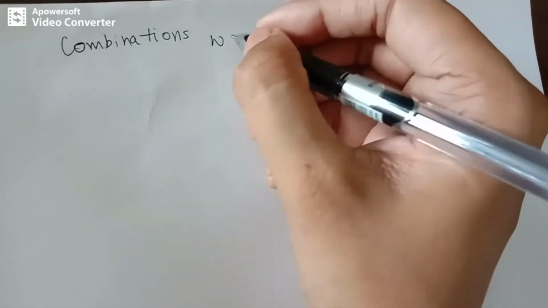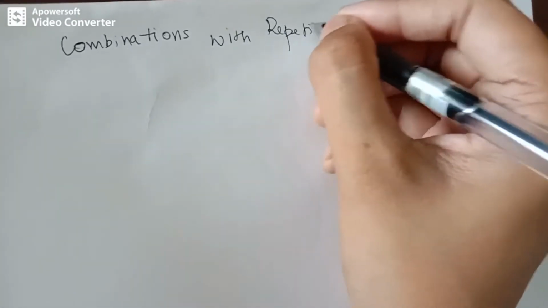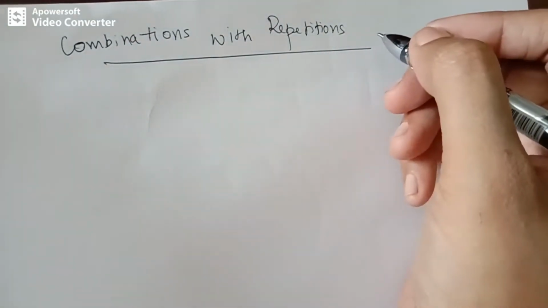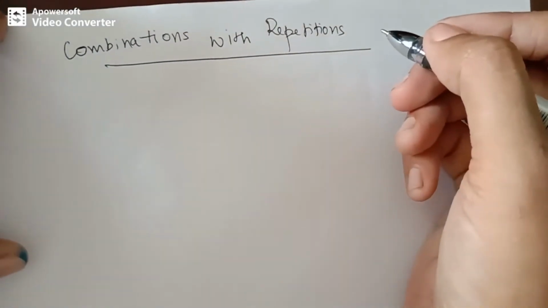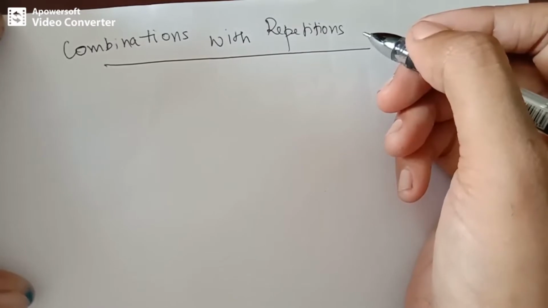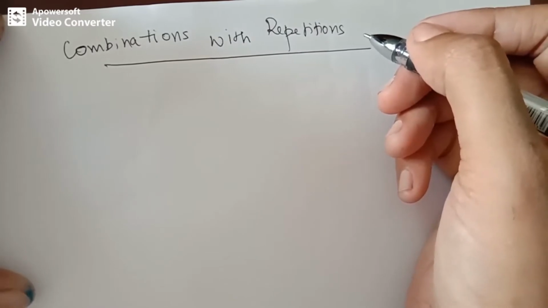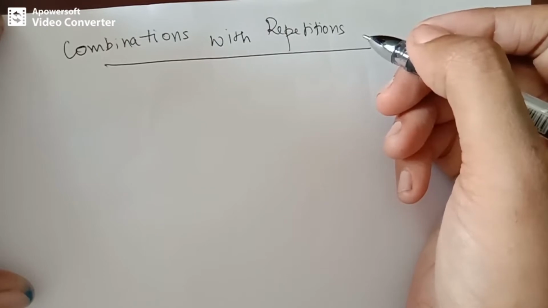So today we'll see what is combinations with repetitions. As you have already seen the different concepts or formulas related to combinations, just a variation of combinations, that is combinations with repetitions, is discussed here. So let's look into the formula first of all. So what exactly is combinations with repetitions?